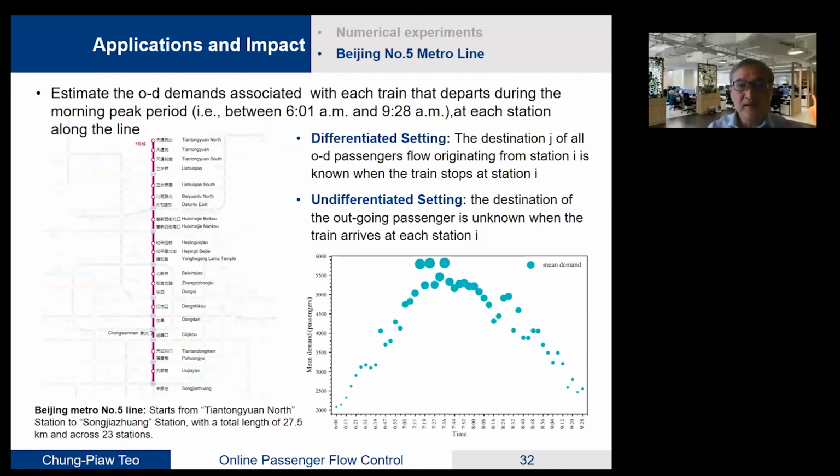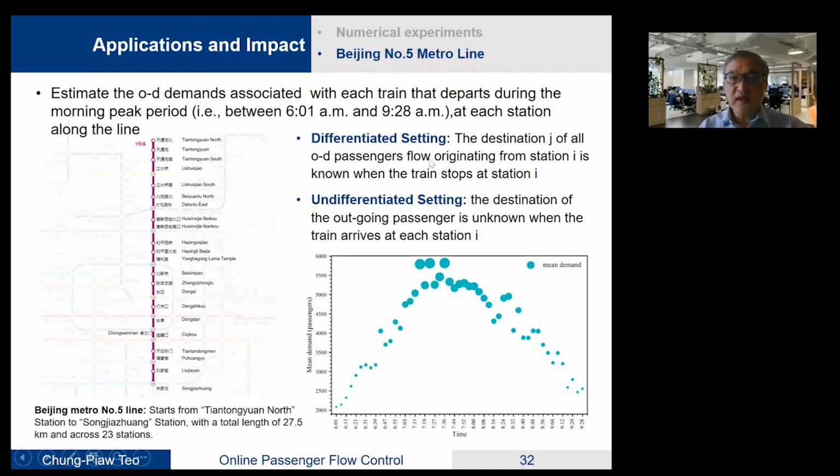Okay. And we have also done a test on this data set in Beijing, Metro number 5. I was told by my colleagues that this is one of the most heavily used metro stations, at least in Beijing. And you see the arrival rates of passengers across time during the early morning peak hour. This is the mean demand rates at different times. Some hitting close to 6,000. Coming from Singapore, this is a mega number.